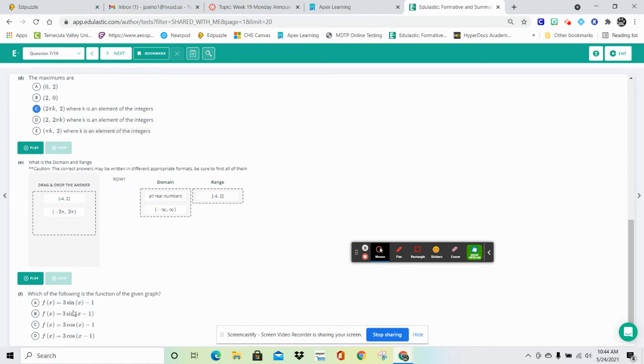So sine of 0 is what? And cosine of 0 is what? Looking at your unit circle, at 0 the y value is 0, so sine of 0 times 3 is 0. That's not going to be that one, so it should be C. Let's double check: cosine of 0 is 1, 1 times 3 is 3, and 3 minus 1 is 2. So it's going to be C.